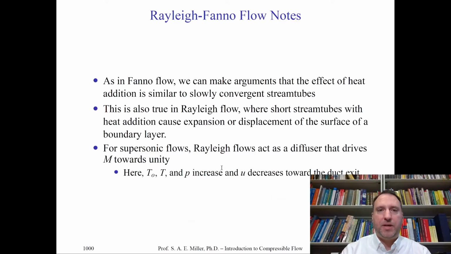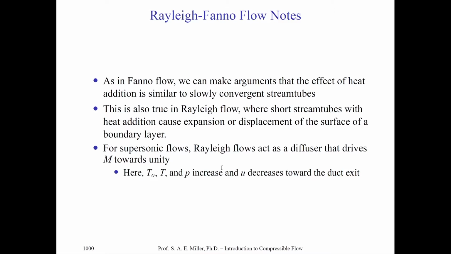Let's make some more notes about the famous Rayleigh and Fanno flows. Remember, in Fanno flows, we can always make the argument that the effect of friction is similar to a slowly convergent stream tube. This is also very much true in Rayleigh flow, where short stream tubes with heat addition might cause expansion or displacement of the surfaces of a boundary layer, and so these effects might be accounted for in different ways. In particular flows, like supersonic flows, the Rayleigh flow might act as a diffuser that drives the Mach number towards unity. In this case, the total temperature and the pressure increase, and of course the velocity decreases towards the end of the duct, where the critical condition occurs.